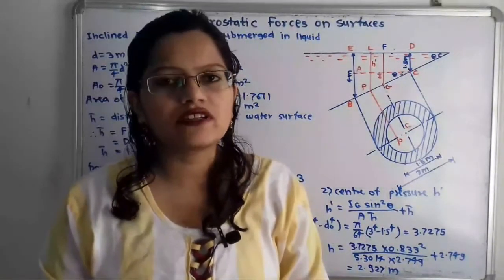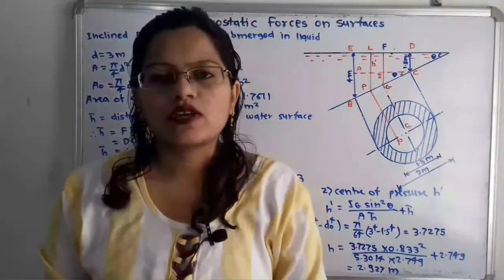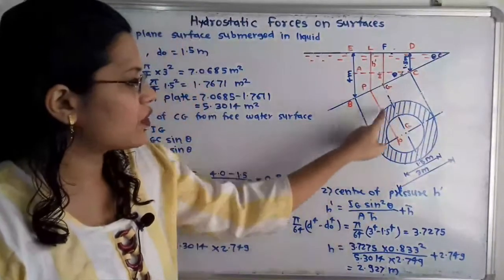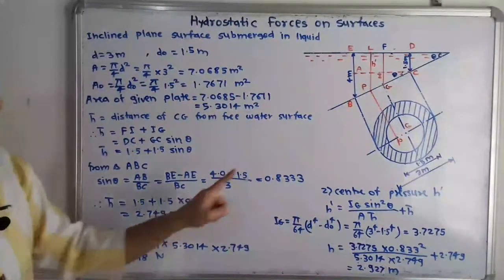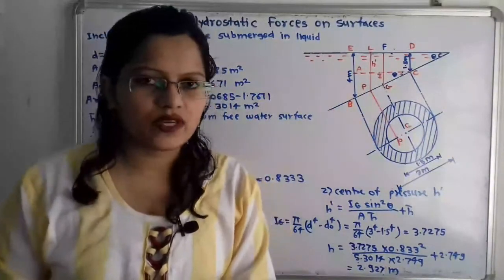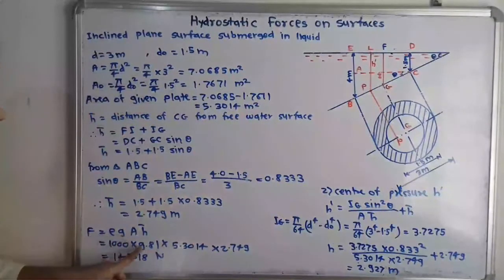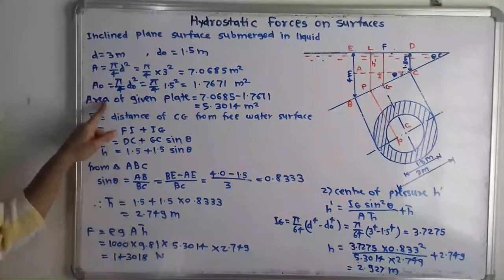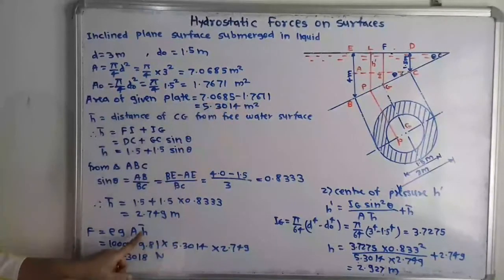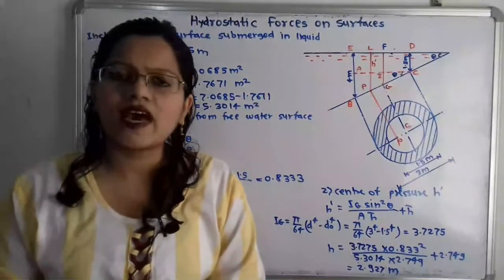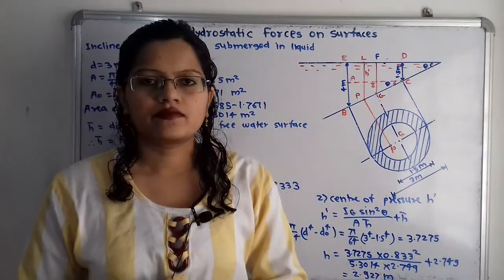So how to calculate the total force or total pressure that is applied by the liquid on this plate? That is rho g A h bar. So rho, the density of water, is 1000 kilogram per meter cube. g is 9.81. For A, we have to use 5.3014, and h bar is 2.749. So what is the answer here? That is 1,43,018 Newton. So this is the answer for the first question.